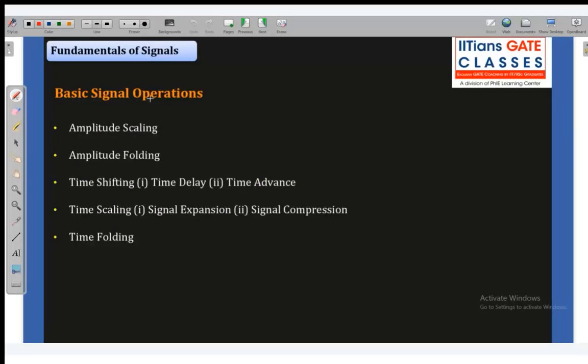So yeah, there are a number of operations. First is amplitude scaling, second is amplitude folding, third is time shifting, and time shifting may be time delay and time advance. Time scaling can be signal expansion and signal compression, and time folding. Okay, time folding also.